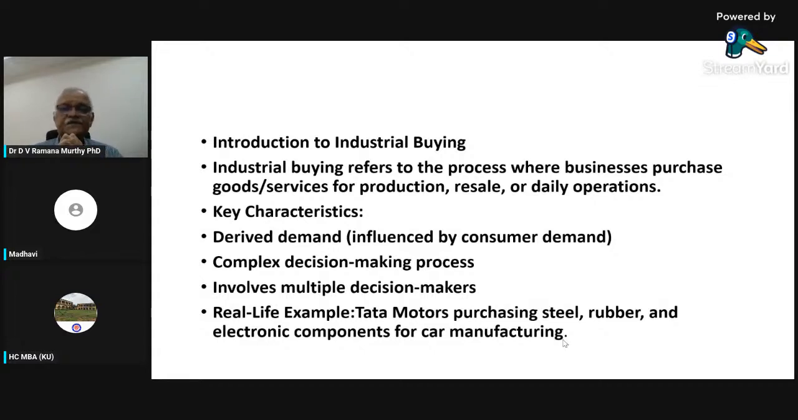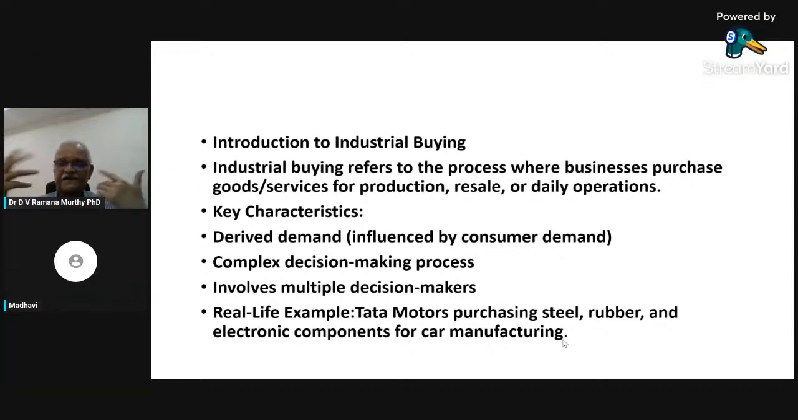Now, industrial buying refers to the process where businesses purchase goods and services for production, resale, or daily operations. We have already seen this. A quick recap of what we have discussed: industrial buying may be raw material or certain other products they use for production. They use some for resale again, in the case of Walmart or whatever it is, they procure from outside, and again they sell it in their stores. Or for daily operations, they buy a lot of things and do some processing, and again they sell it.